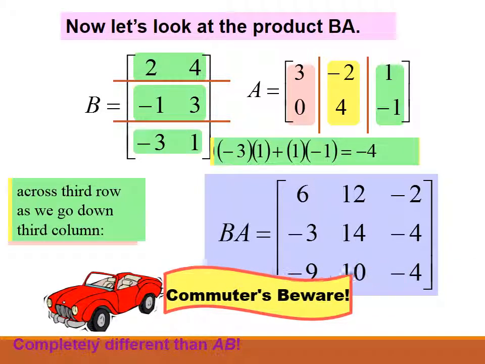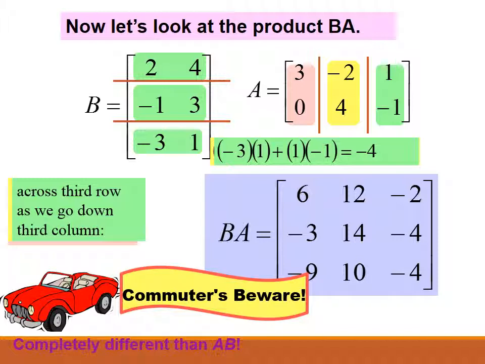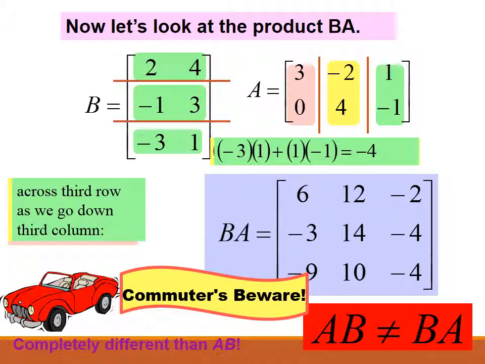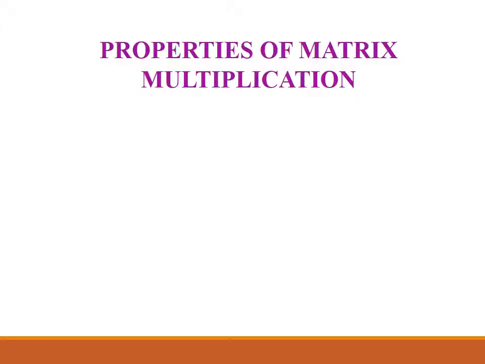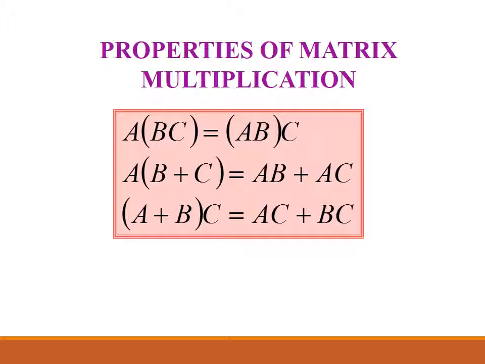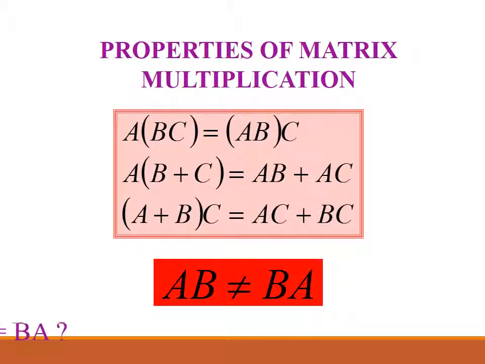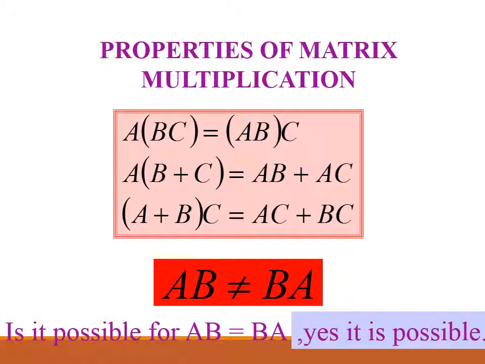Completely different than AB. Commuters, beware: AB and BA are not generally equal. Properties of matrix multiplication. It is possible for AB to equal BA. Yes, it is possible.